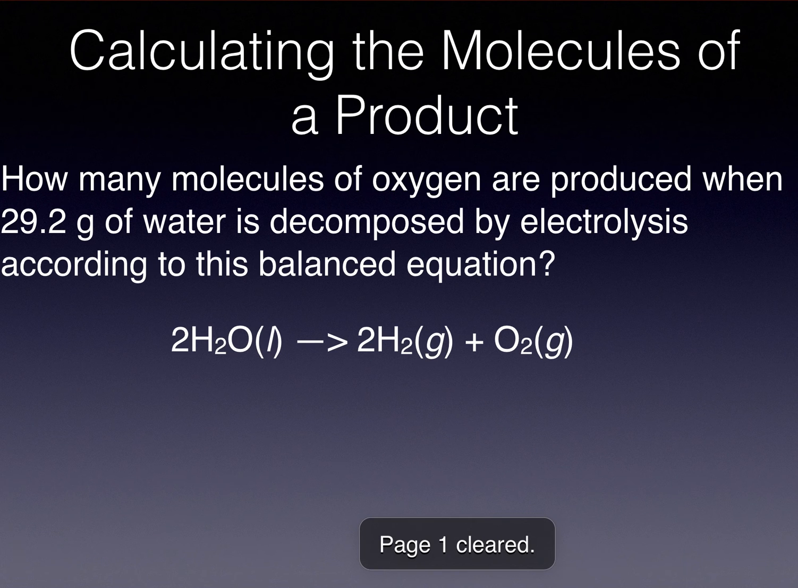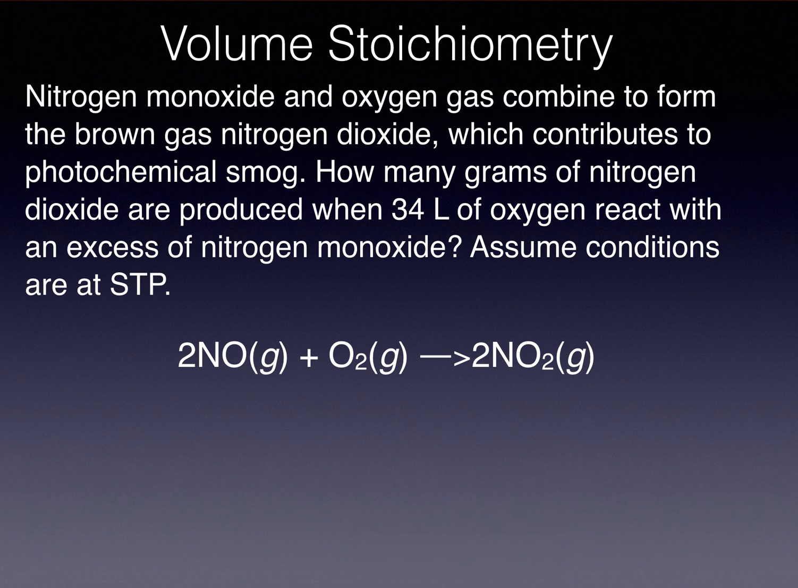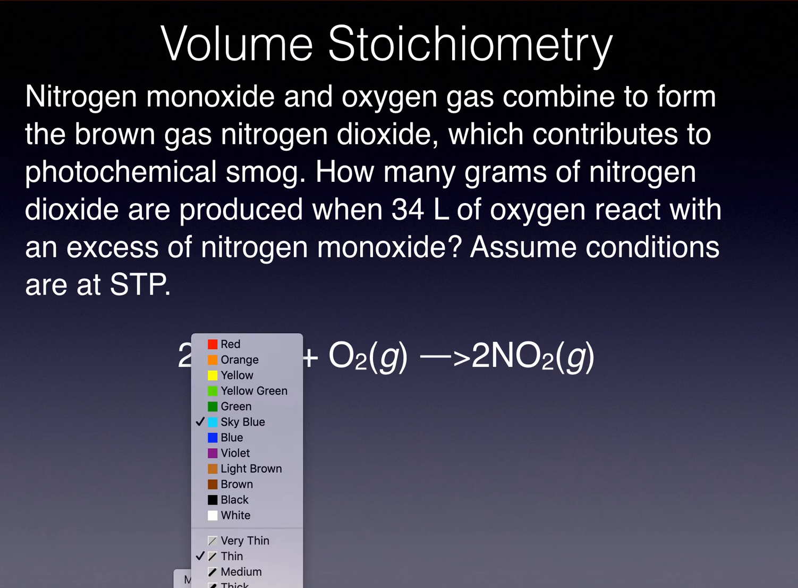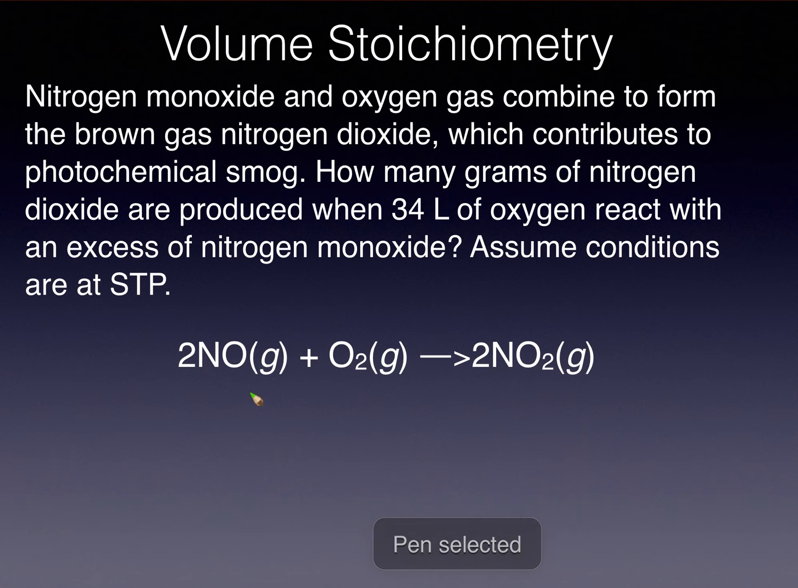Now, let's use some volume stoichiometry. So, as we look at this problem, it says nitrogen monoxide and oxygen gas combine to form the brown gas nitrogen dioxide, which contributes to chemical smog. How many grams of nitrogen dioxide are produced when 34 liters of oxygen react with an excess of nitrogen monoxide? Assume conditions are STP. So these 3 capital letters mean a lot.